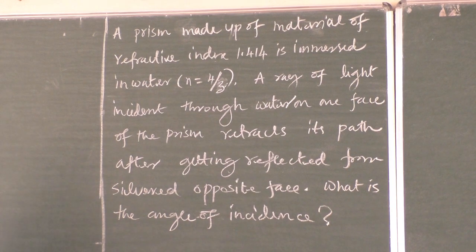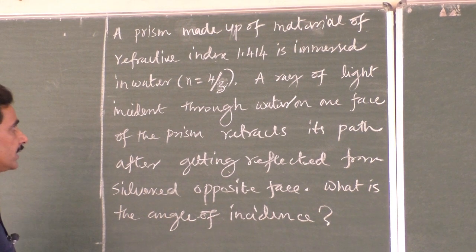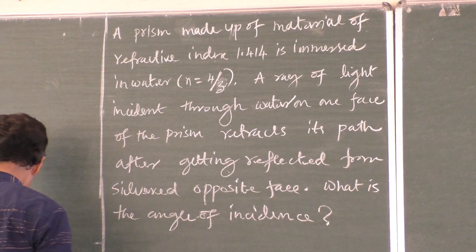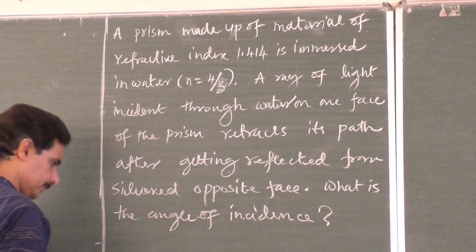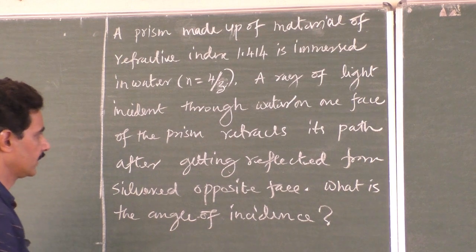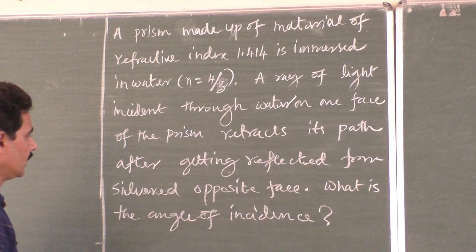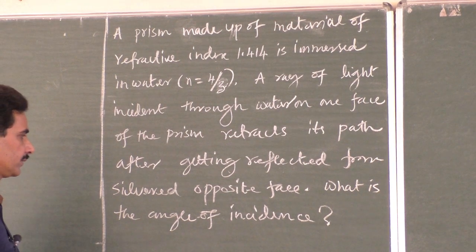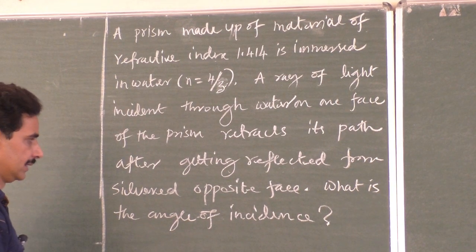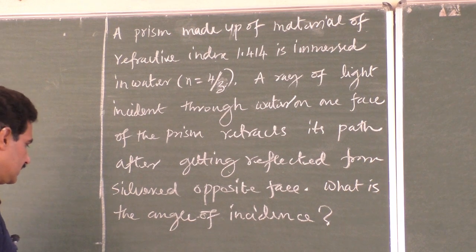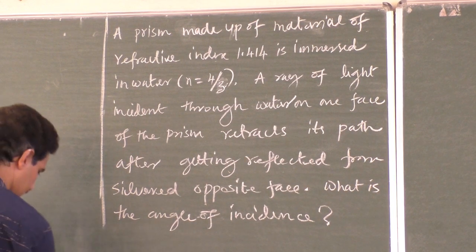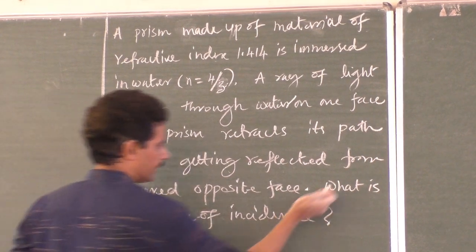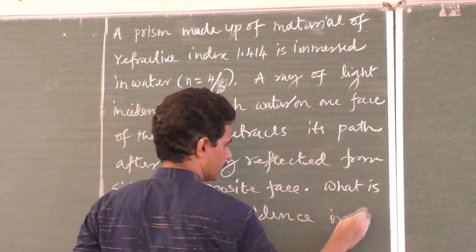A prism is made up of material of refractive index 1.414. It is immersed in water. A ray of light is incident through water on the prism, and we don't know the angle of incidence. That is the question. It retraces its path, that means it returns along the path after being reflected from the opposite face. It is a silvered opposite face. What is the angle of incidence on the first face?